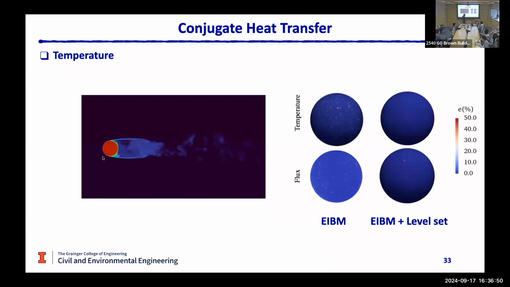Those plots show you the relative error of the temperature compatibility and flux compatibility on this sphere. And you see that if you are using the enriched immersed boundary method coupled with level set, you can reduce the error to a very low level, right? And if you use standard EIBM or immersed boundary method, this is what you get, right? You can see the accuracy of the boundary condition satisfaction is enhanced significantly.